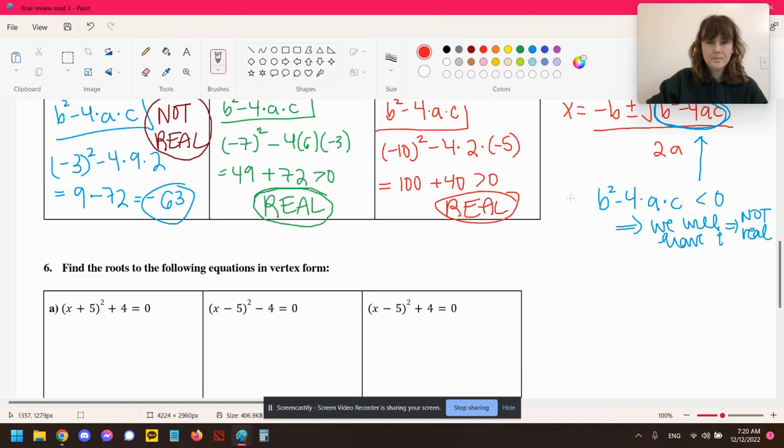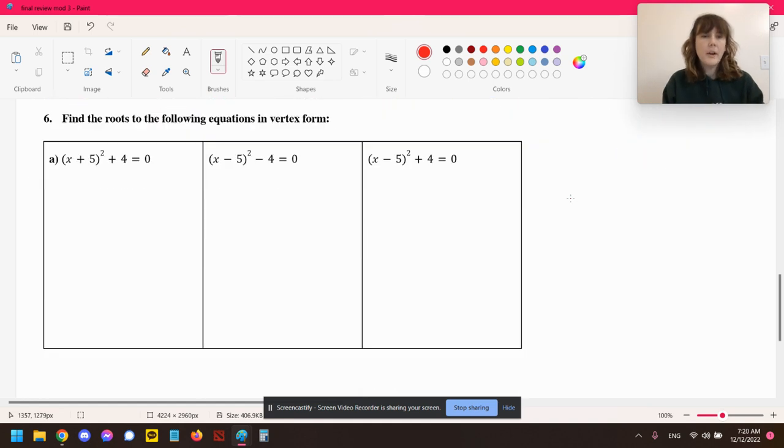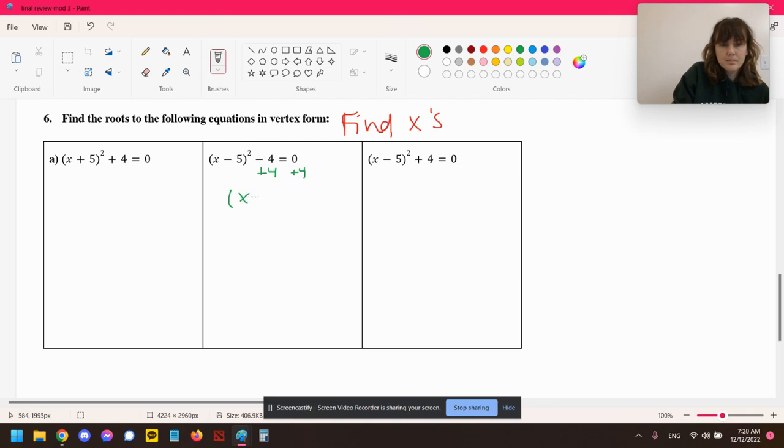Okay. Find the roots to the following equation in vertex form. Okay, so they're saying find x. Find the x's that make this work. They've given it to us in vertex form, so they've already completed the square for us. So for instance, I can take this one and I can add 4 to both sides if I'm trying to solve for x. I can take the square root of both sides.